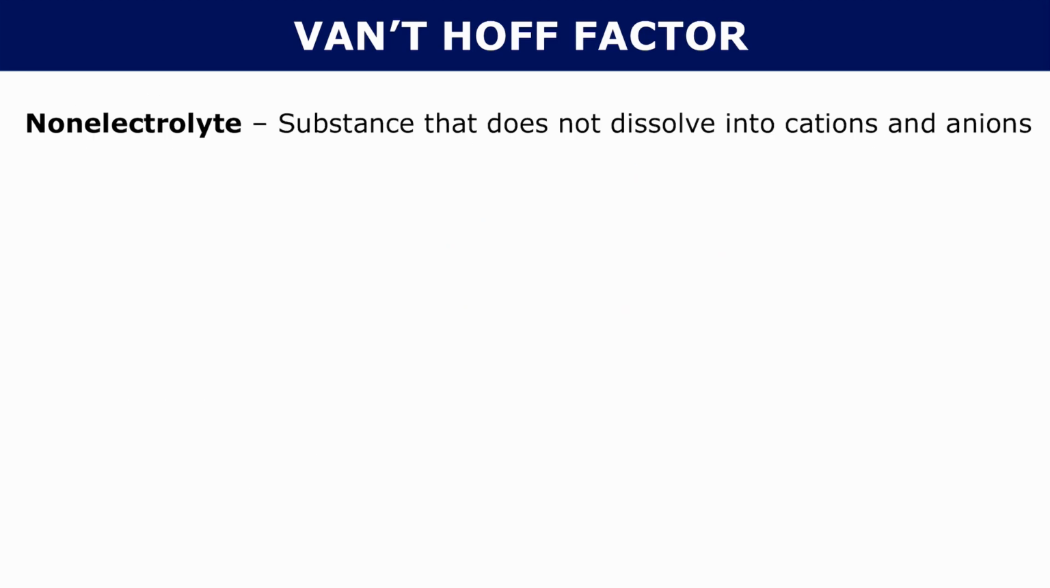So a non-electrolyte. That's going to be a substance that doesn't dissolve into cations and anions. That means your Van't Hoff factor is going to be 1. And this is because if the substance doesn't dissolve into cations and anions, the particles that you have before a dissociation and after a dissociation are going to be the same. So the ratio is 1 to 1, and 1 to 1 is just 1. So your Van't Hoff factor is 1.